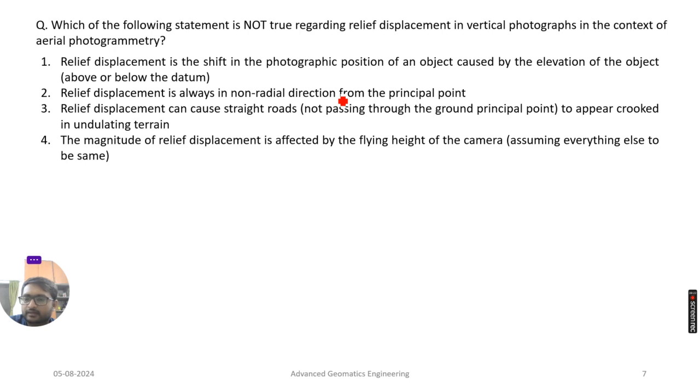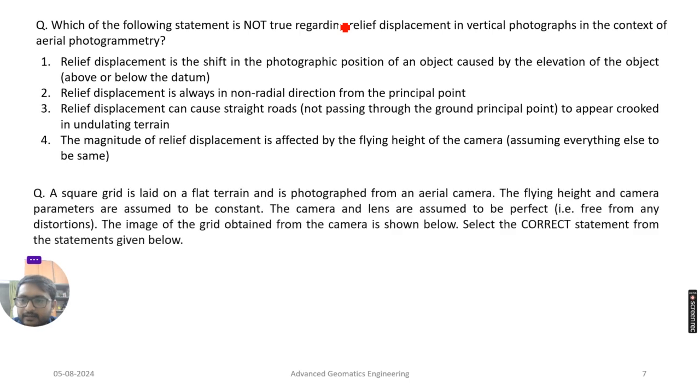So the second option is incorrect. Exactly. Why? Because relief displacement is a radial distance, so it is in the radial direction. If your object is above the ground, it is displaced outward from the principal point. If it is below the ground, let's say a valley kind of structure, it is displaced inward. So it is in the radial direction basically. That's why that option is incorrect. It is not true regarding relief displacement, and the other three are correct.